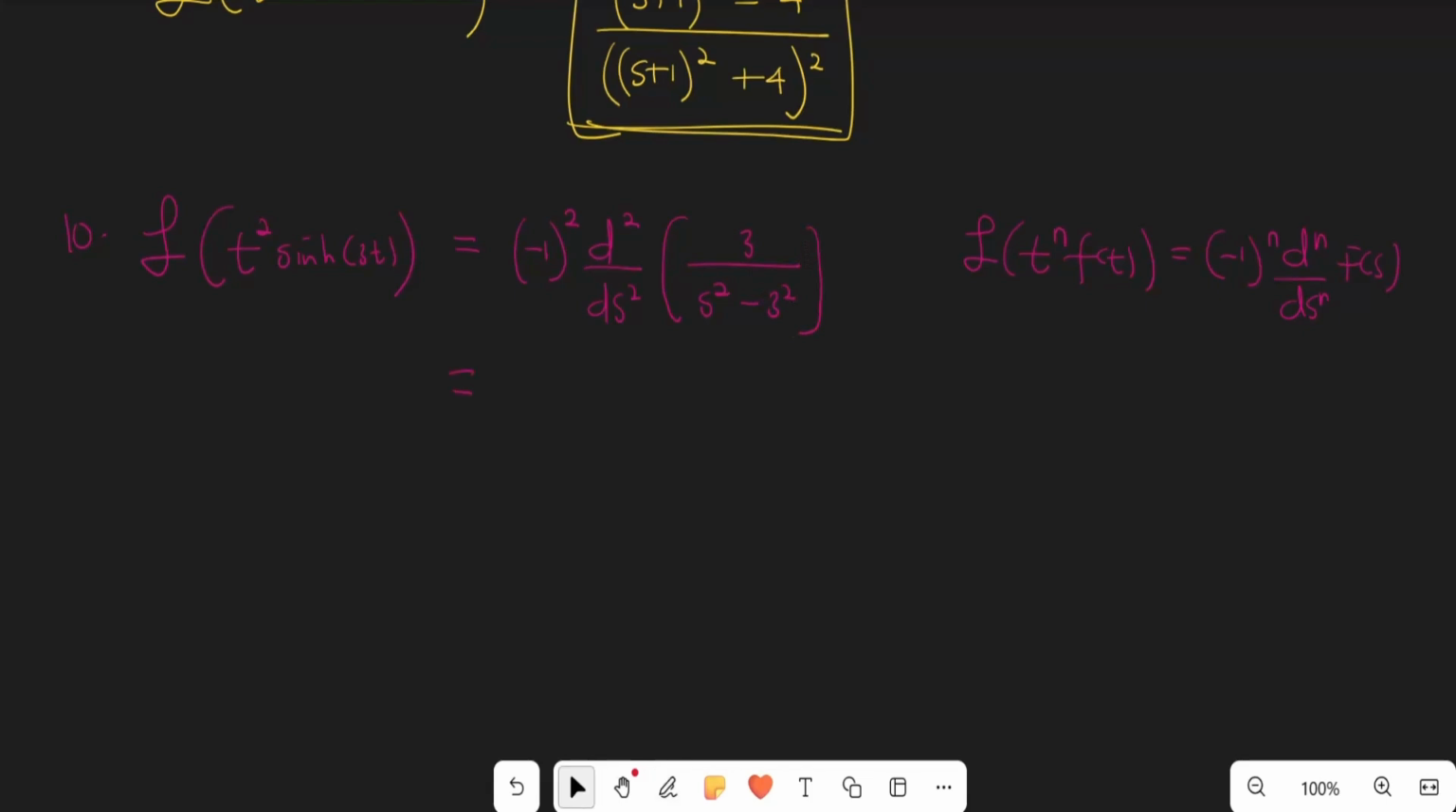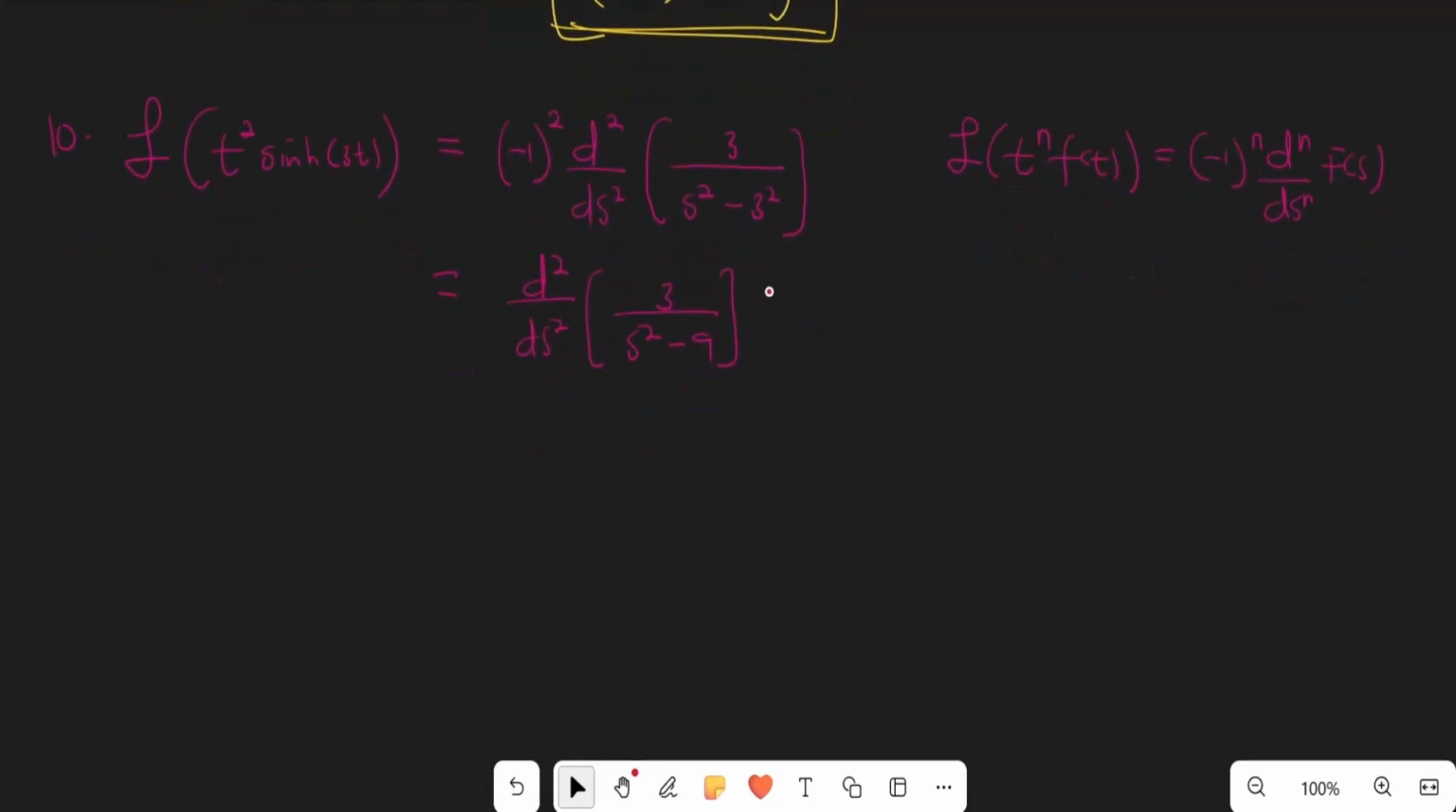So now let's simplify this one. Negative 1 squared is positive 1, so we are differentiating this one 2 times. So that is going to be 3 divided by s squared minus 3 squared, which is 9. And this one is equal to what? So we are differentiating for the first time and then differentiating for the second time. And now for the second time, this is going to be 3 multiplied by s squared minus 9 raised to the power negative 1, like this.